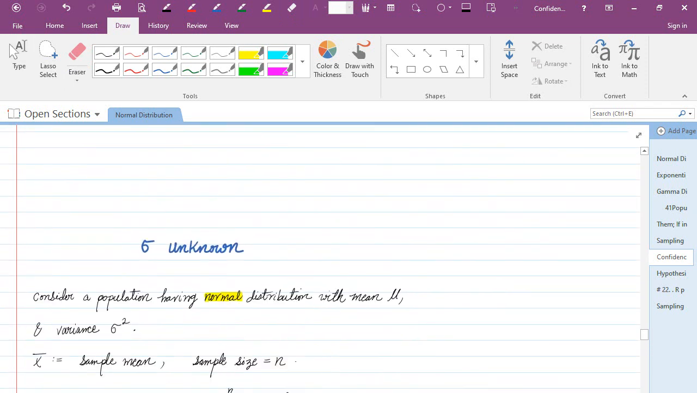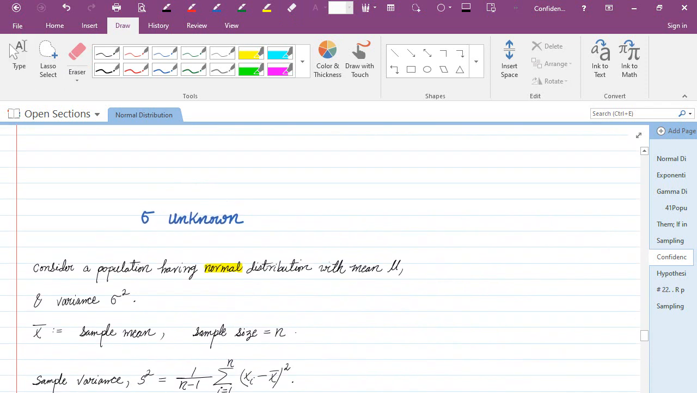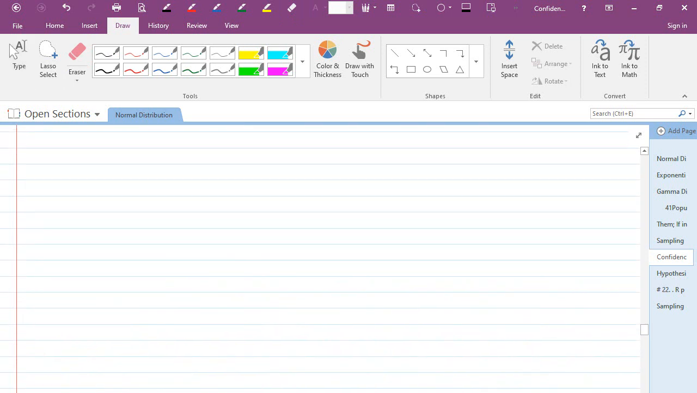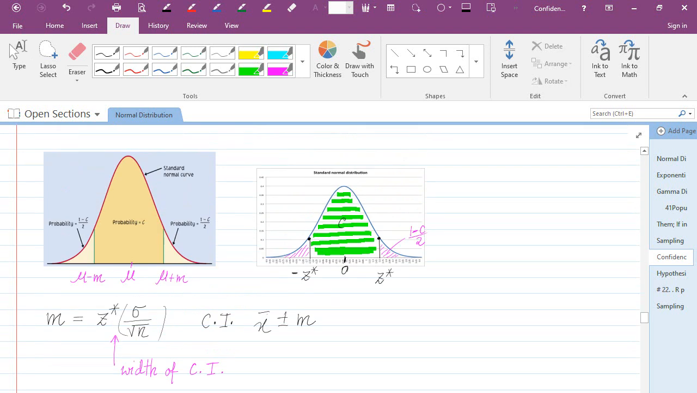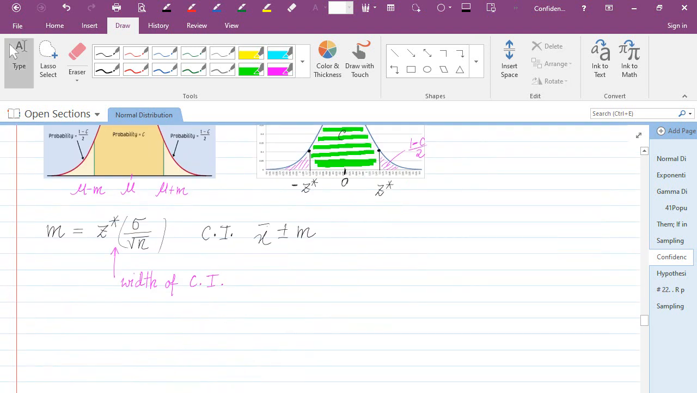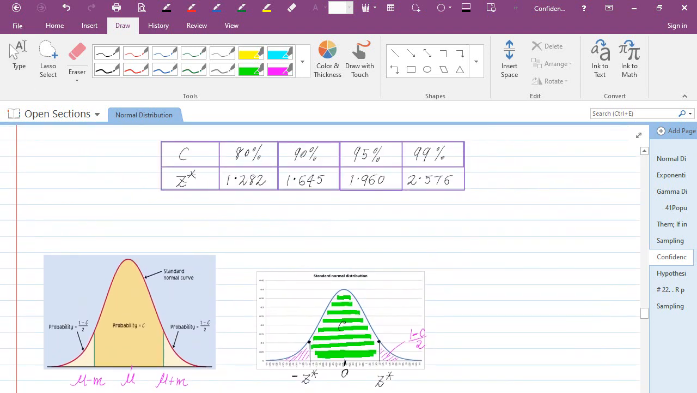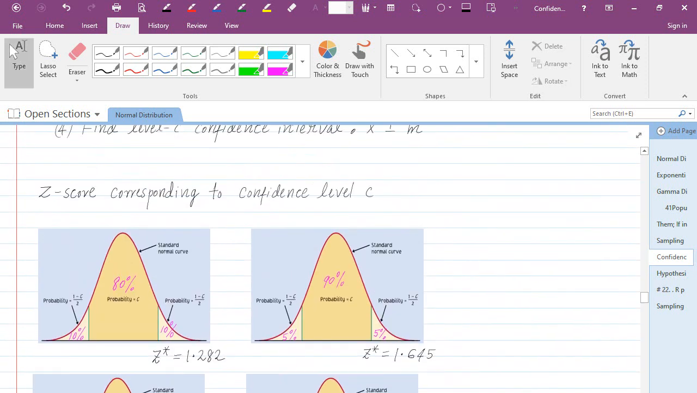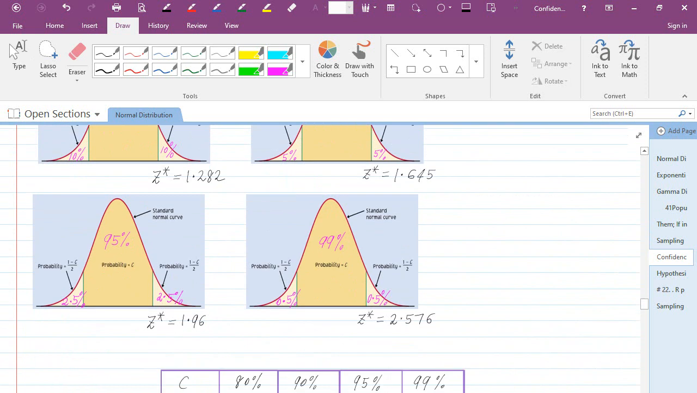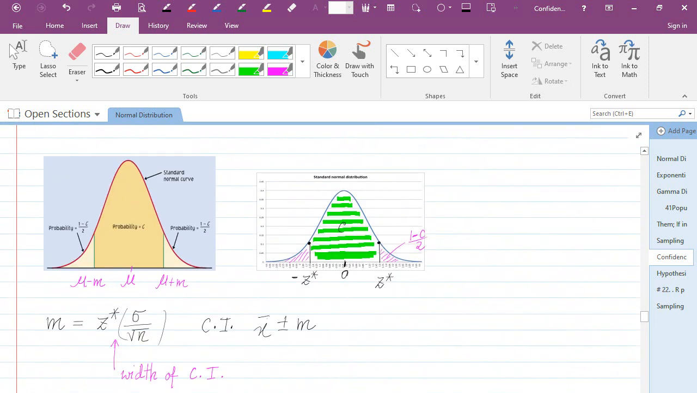Okay, so we're going to look at the case when sigma is unknown in a later video. So I'm going to stop my discussion here right now, and do some more examples in the next few videos.